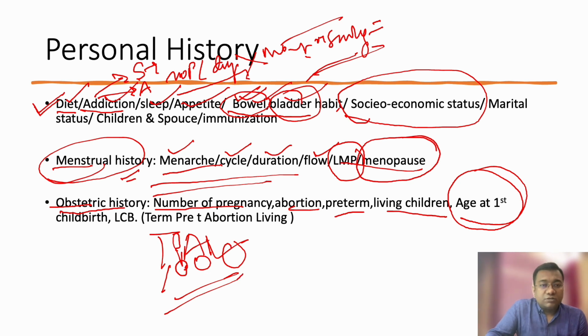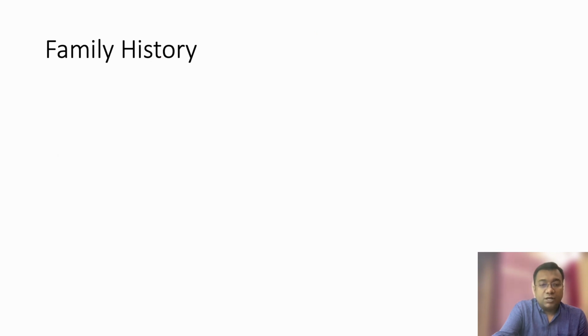So in personal history, basically you have three parts. One is the personal information: diet, addiction, bowel, bladder, sleep, appetite, socioeconomic status, marital status, children and spouse, and immunization. If the patient is female, then you need to include the menstrual history as well as the obstetric history. So that completes our personal history.